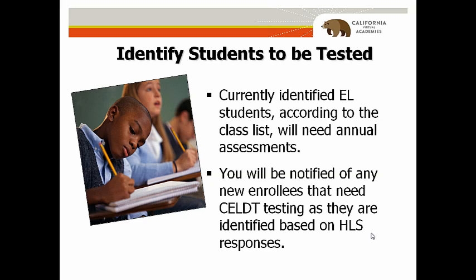Well, you already received your materials, so you want to know your students already. So your currently identified EL students, according to the class list, will need annual assessments. So you look at your class list at the beginning of the year. Any current EL students already, English learner students, part of Kava's ELD program, will be on your class list. They will be identified that way. You need to do an annual assessment on them. That's how we monitor progress.